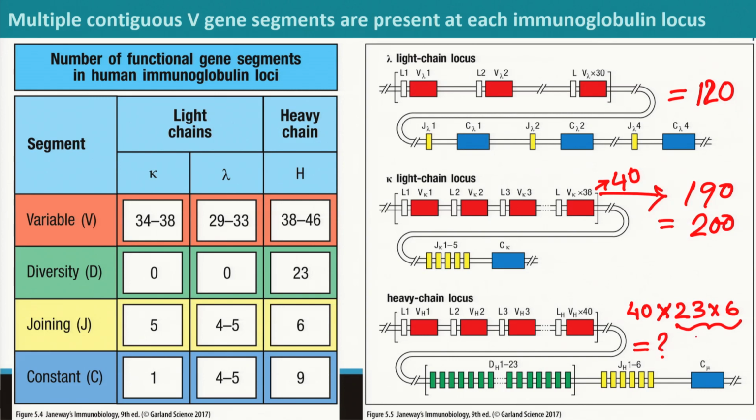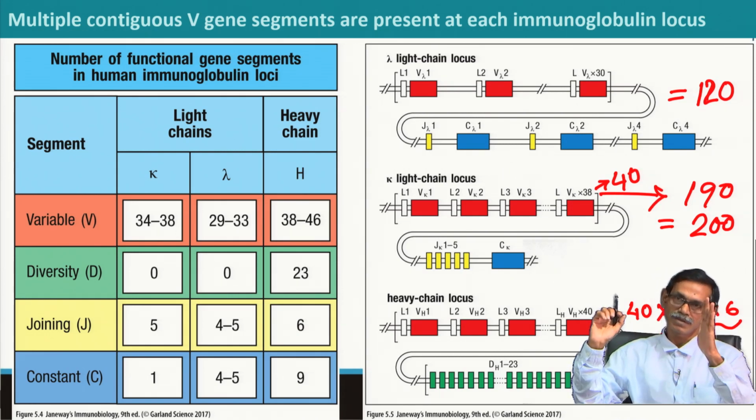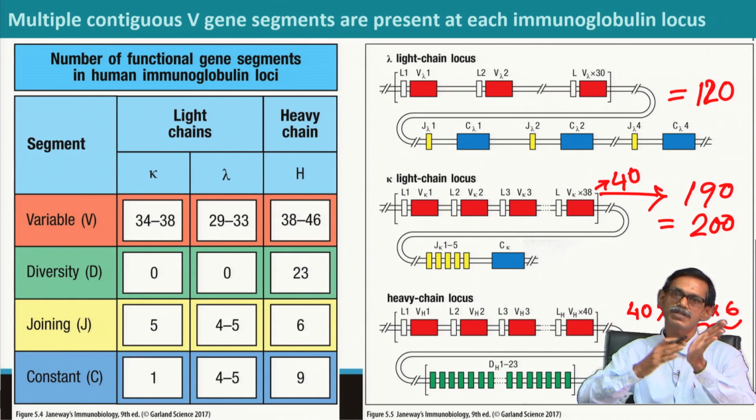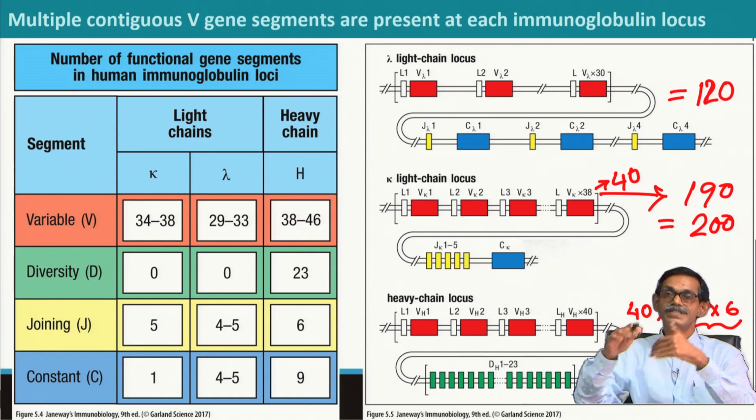Now suppose this is x. Let me tell you the numbers again: lambda light chain has 120 possible variations, kappa light chain has 200 possible variations, and for heavy chain, randomly any D can join with any J, and any DJ combination can join with any V segment, and the possibility is x. So that gives some variation.